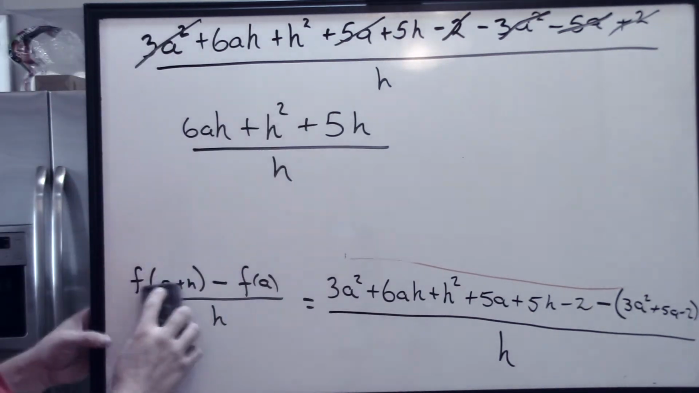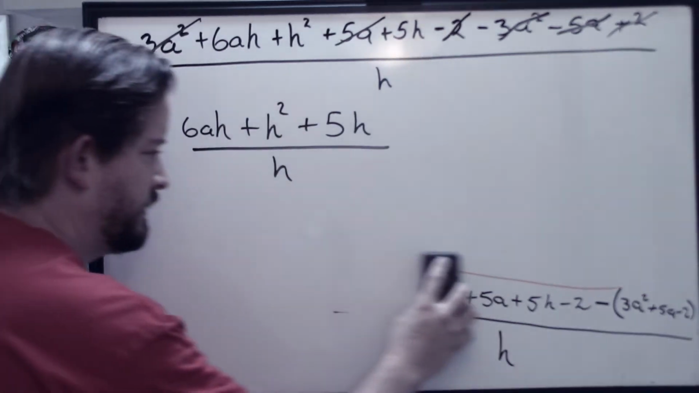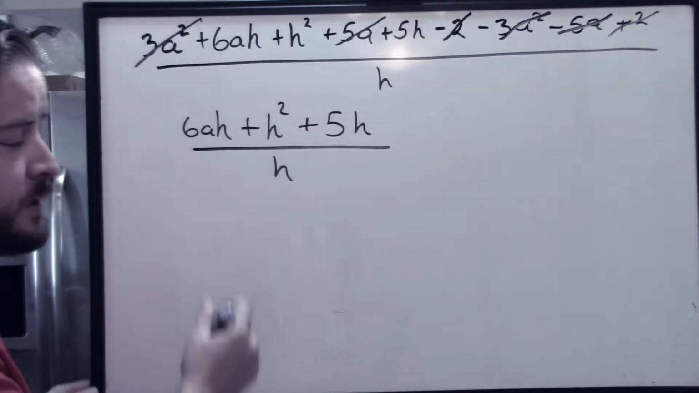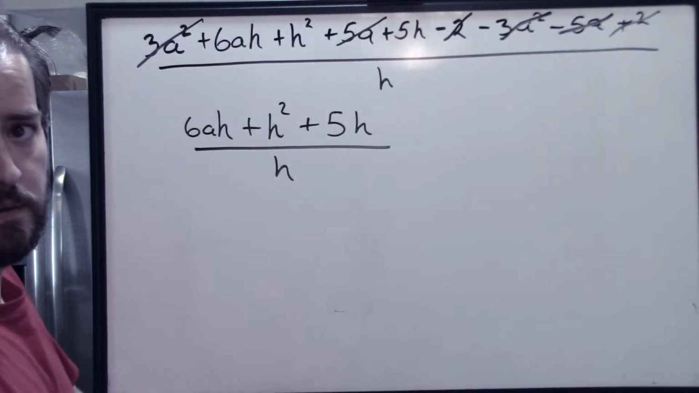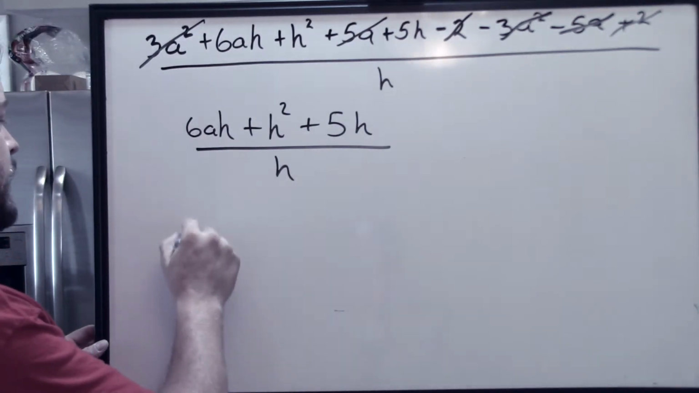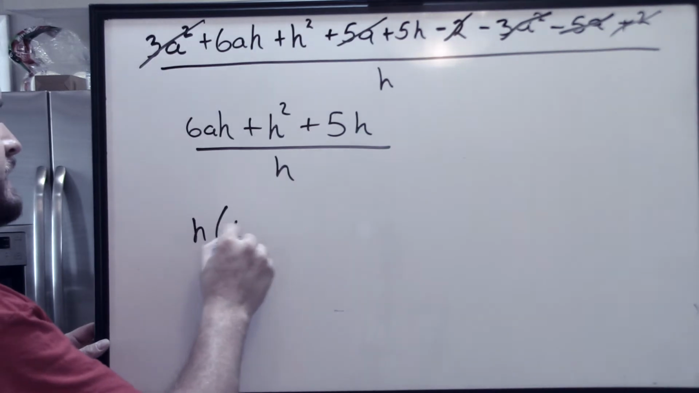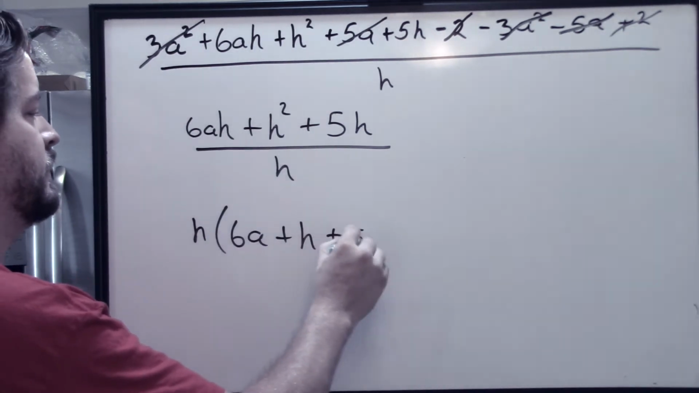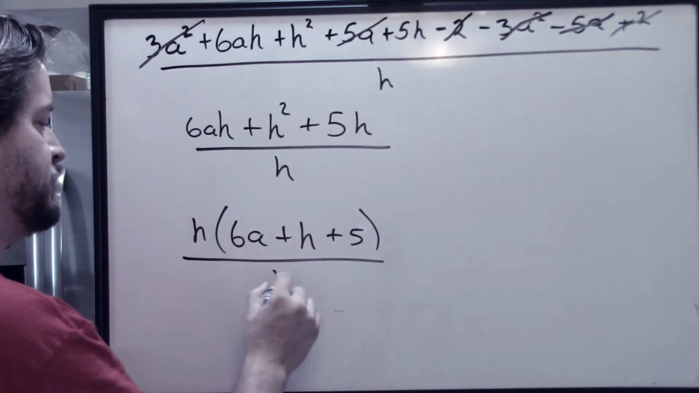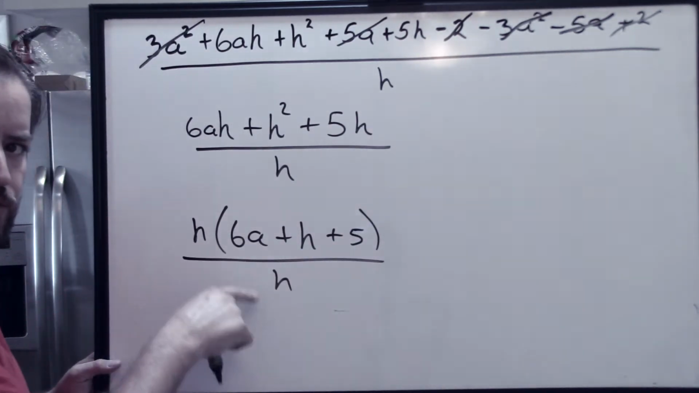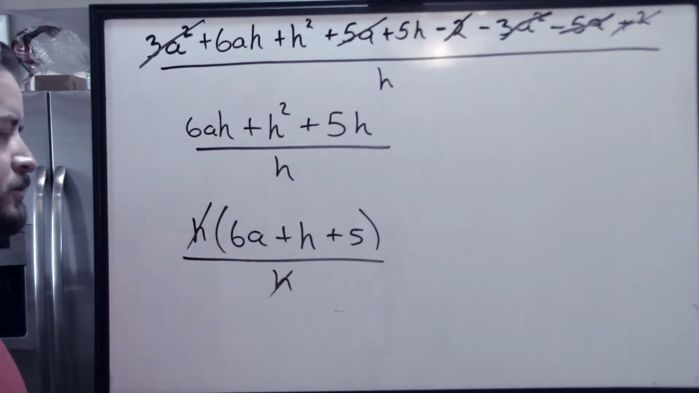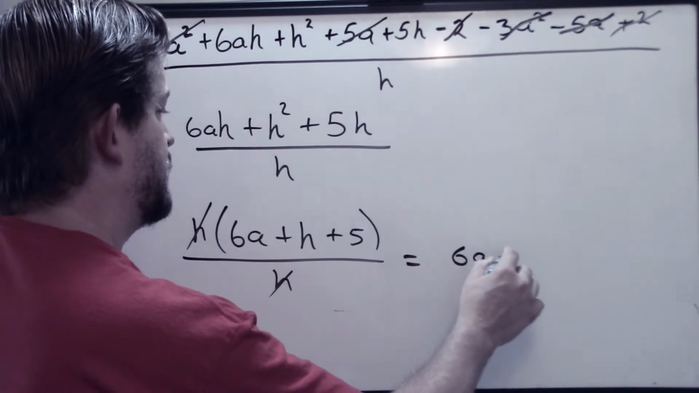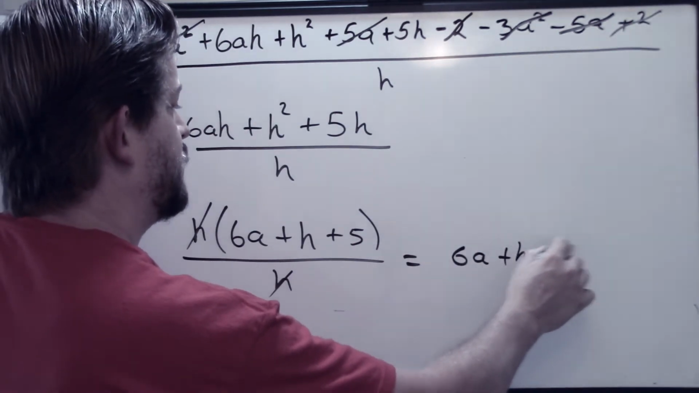And since everything in the numerator has an h in it, that means I can factor out an h, right? So this becomes h factored out leaves me with 6a plus h plus 5. And this is all over h, but now I have a factor of h in the numerator and a factor of h in the denominator. Those will cancel. And so I'm then left with 6a plus h plus 5.